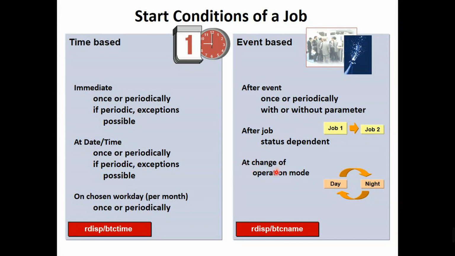Next we'll come to the change of operation mode. I'll come to this in the practical area. When I practically show all this, you'll get to know what operation mode is. Now there are two parameters you have to know also. For time based jobs, the parameter where you can define the time is rdisk/btc_time, and rdisk/btc_name is for event based. So come to my next slide.